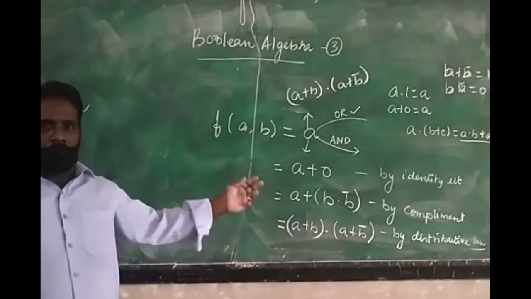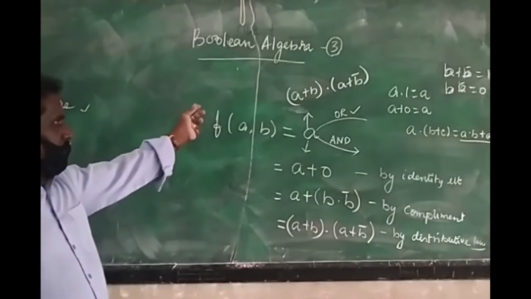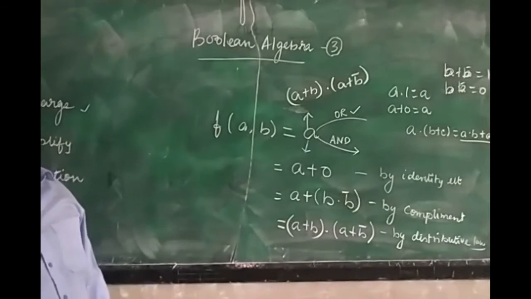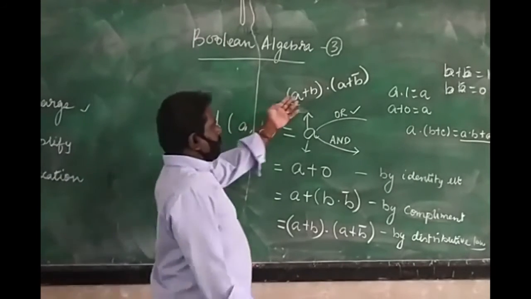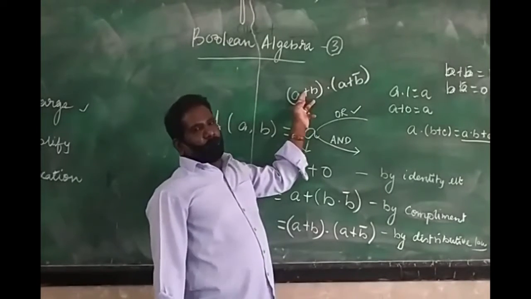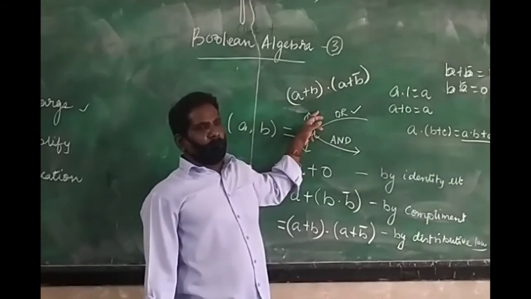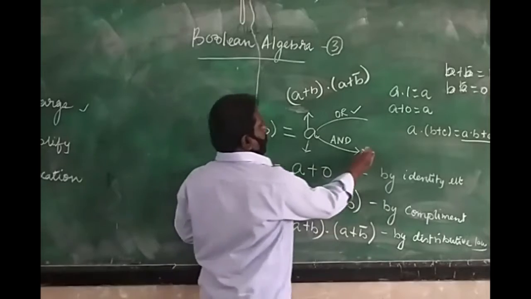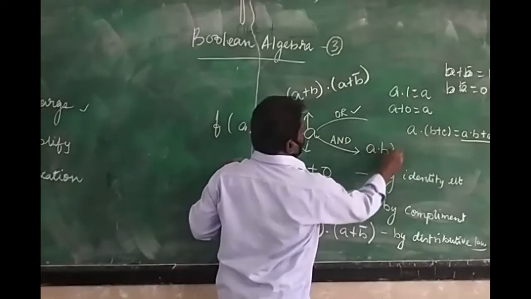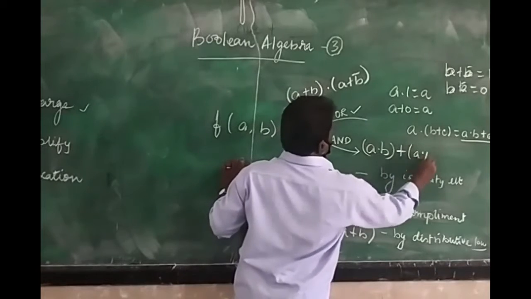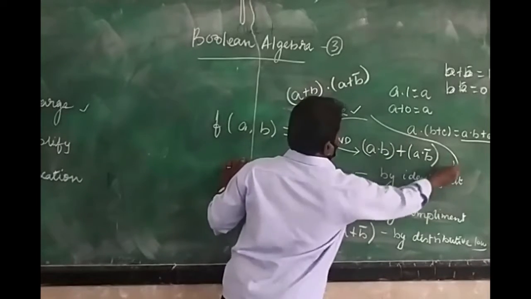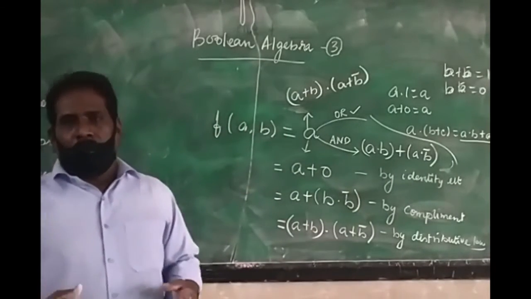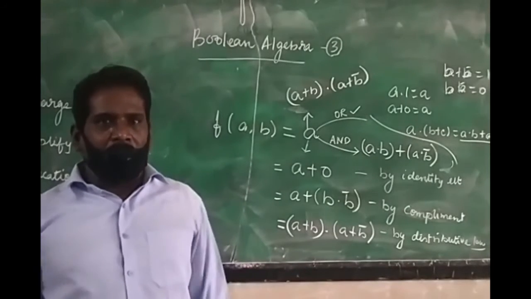Once you are able to find the term with the OR operator, you can find the term with the AND operator also. What will be the term? Very simple. Instead of the plus operator, you have to put the dot operator, and the dot operator will be changed into plus operator. So we can write it as A dot B plus A dot B bar. So this is how we can enlarge any expression.